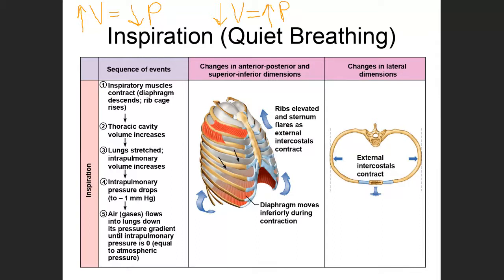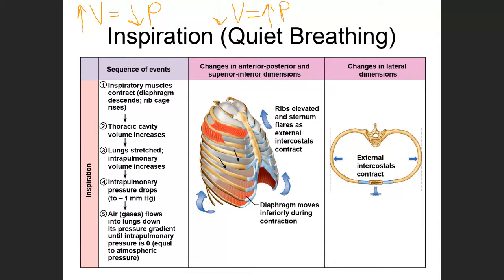So with this first diagram here, what I've got represented for you is inspiration. That's just another name for inhalation, right? Breathing in. And specifically, this is inhaling under quiet situations. What I mean by that is you're not exercising, you're not out of breath, you're not gasping for air. You're sitting there, calm, relaxed, peacefully breathing in and out. That's what quiet breathing is. And this is how quiet breathing and quiet inspiration actually happens.